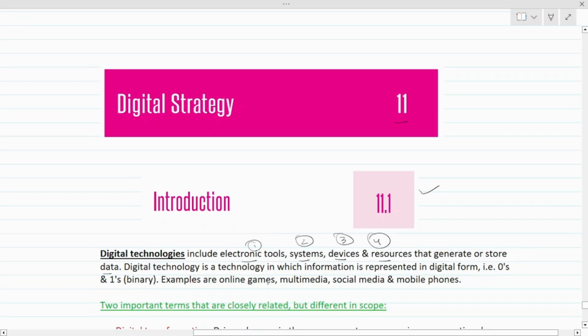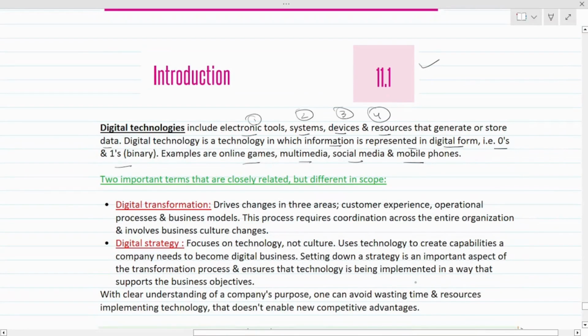Now digital technology is a technology in which information is represented in digital form, what we call binary, if you would have heard of it. It's all stored in digital form of zeros and ones, right? So all the digital technology that we talk about here, the information is represented or stored in a binary form, that is 0 and 1. Examples of these can be online games, multimedia, social media, and mobile phones, right? So this is the basic idea of what exactly digital technology means.